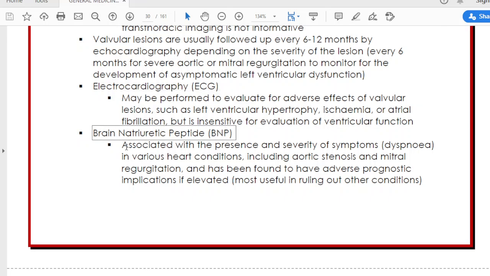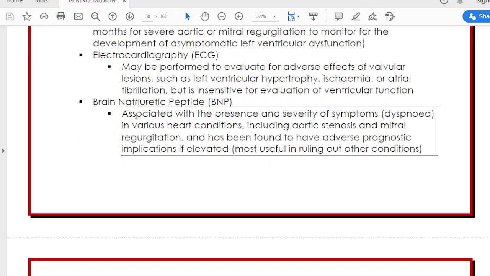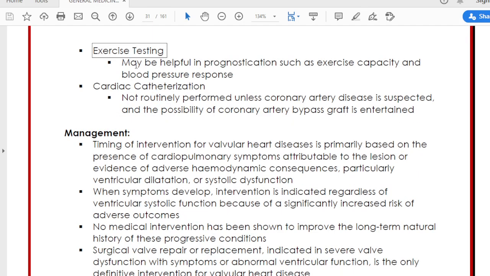Brain natriuretic peptide, BNP, is associated with the presence and severity of symptoms, dyspnea, in various heart conditions, including aortic stenosis and mitral regurgitation, and has adverse prognostic implications if elevated, most useful in ruling out other conditions. Exercise testing may be helpful in prognostication, such as exercise capacity and blood pressure response. Cardiac catheterization is not routinely performed unless coronary artery disease is suspected and the possibility of coronary artery bypass graft is entertained.